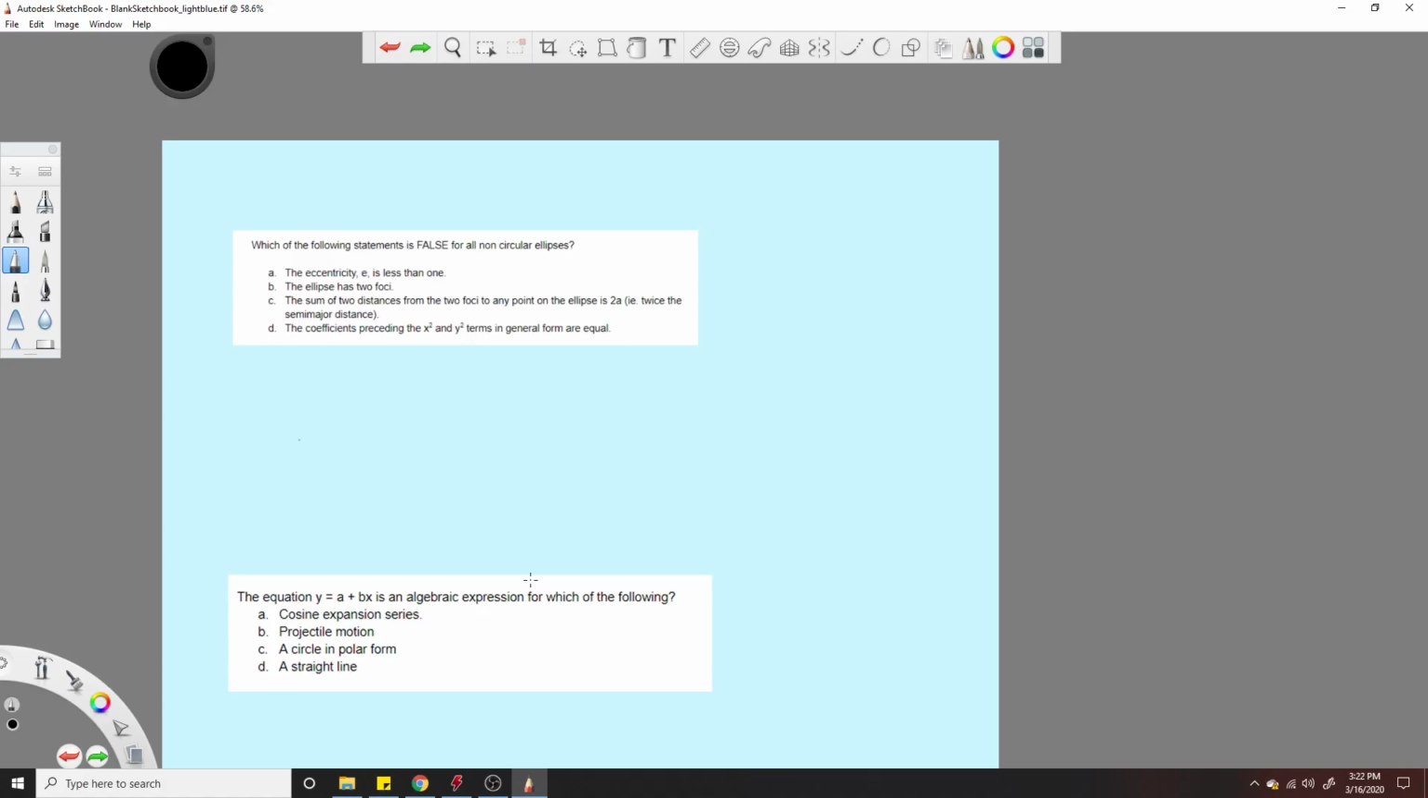Check these problems out before I start getting after it. These are some problems you'll see in the geometry, trigonometry section of the FE, and as you can see, they're more logic problems. They're not really any math solving. So let's get started. The first: which of the following statements is false for a non-circular ellipse?